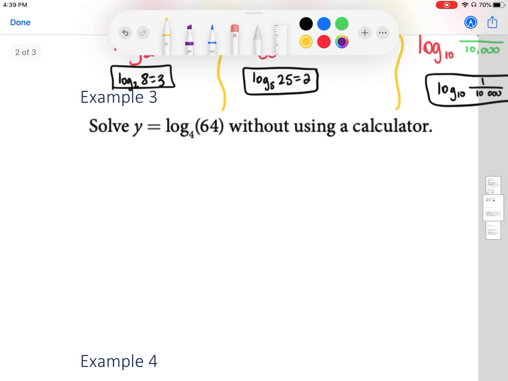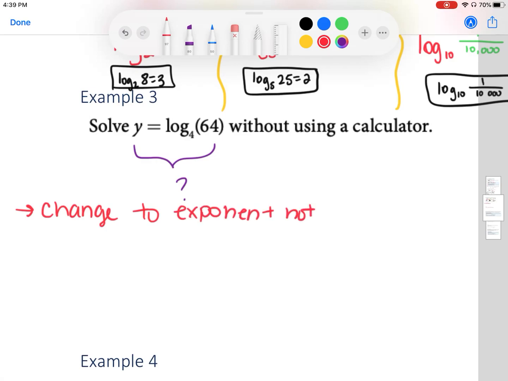Example 3. Solve y equals log base 4 of 64 without using a calculator. I don't know what we're doing, right? It seems like a big idea to take in. Logarithms are weird, but we're much more comfortable with exponents. So what did we do? Change to exponential notation. So that we have our base is 4, so I have 4 raised to the y power equals 64.